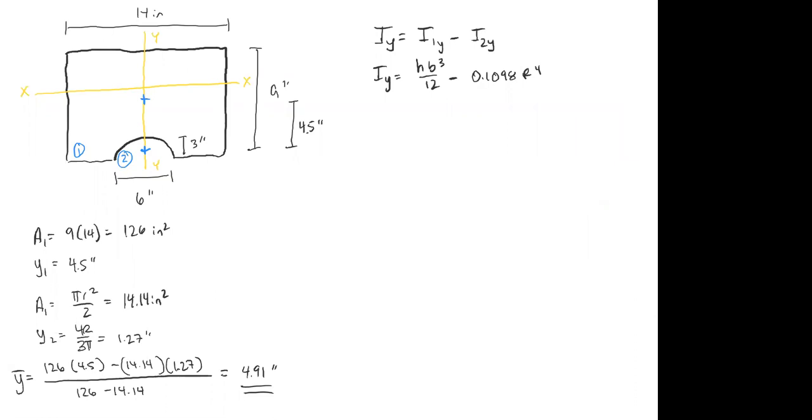Now we plug in our values to find IY. 9 times 14 cubed over 12 minus 0.198 times 3 to the fourth. You got to be able to use the cubed button on your calculator. So it's either going to be a Y to the X button. So you'd hit 3, Y to the X 4. In this case, it'd be 14, Y to the X 3. Or maybe you have a caret button. So that would be 14 to the third power. Those are probably your two choices. So now you have to put this in your calculator.